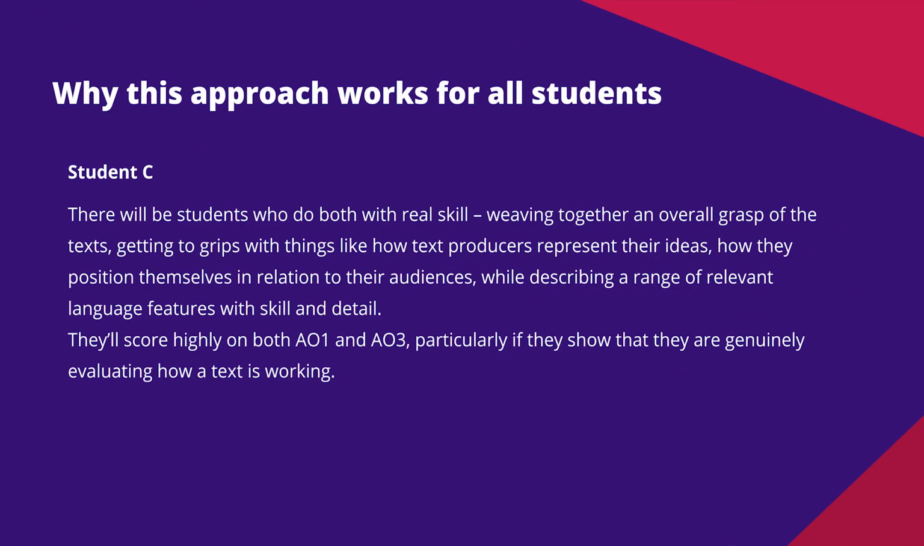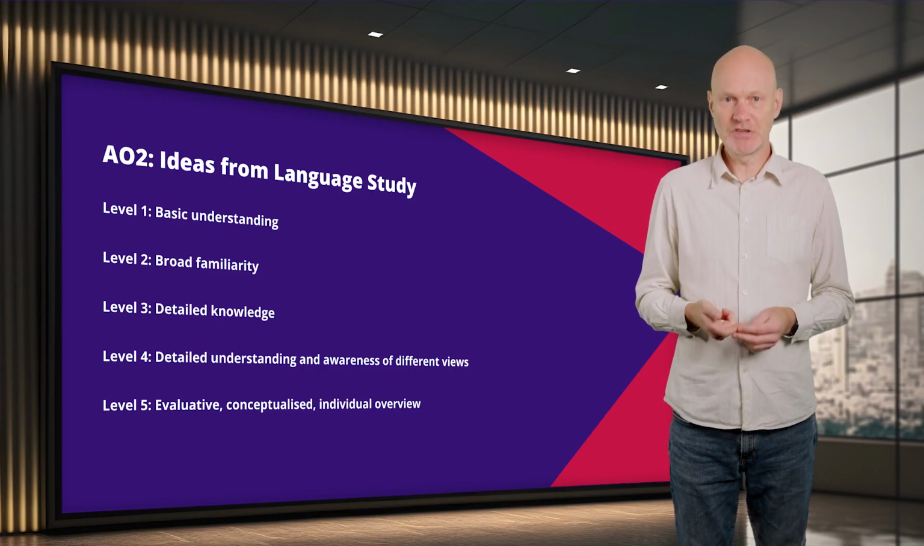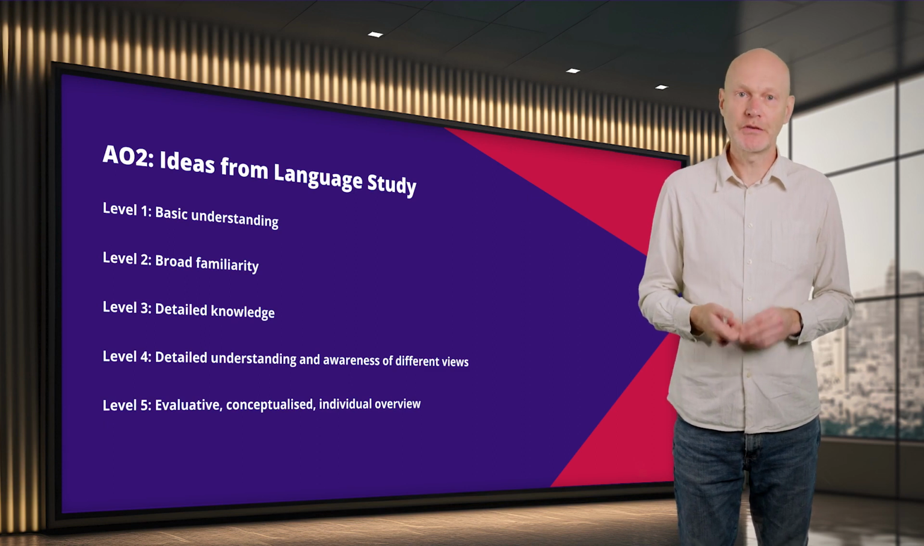And then, of course, there'll be students who do both with real skill. They'll weave together an overall grasp of the texts, getting to grips with things like how text producers represent their ideas, how they position themselves in relation to their audiences, while also describing a range of relevant language features with skill and detail. They'll score highly on both AO1 and AO3, particularly if they show that they are genuinely evaluating how a text or a pair of texts is working. And it's this evaluation which is key to doing well on AO2 as well.